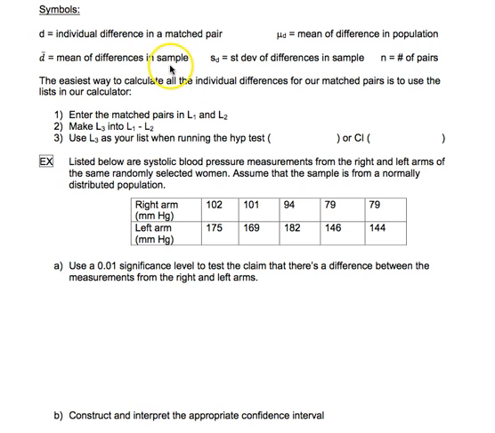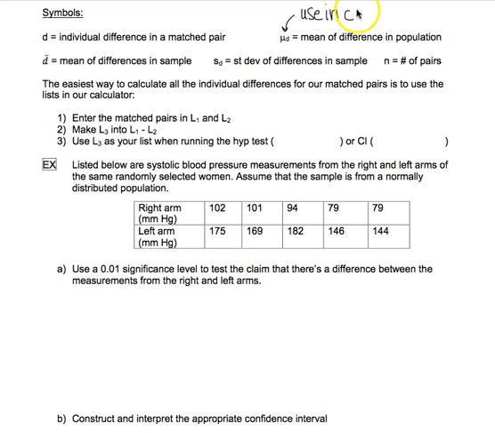So when we are trying to do a hypothesis test or a confidence interval, remember that we're trying to apply this to the population. So mu d is what we are going to be using in our claim, because we're talking about the population when we're making a claim. Then we have S sub d, which is the standard deviation of the differences in the sample, and then n, of course, is our number of pairs.